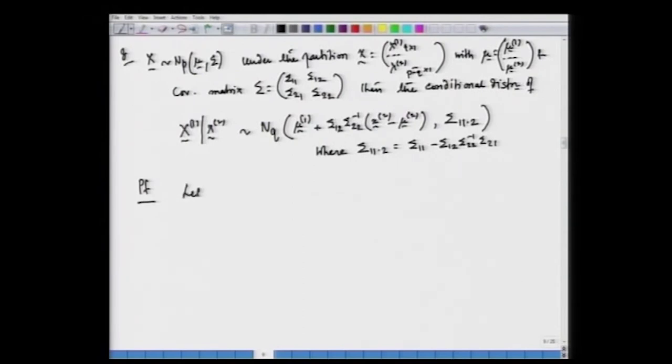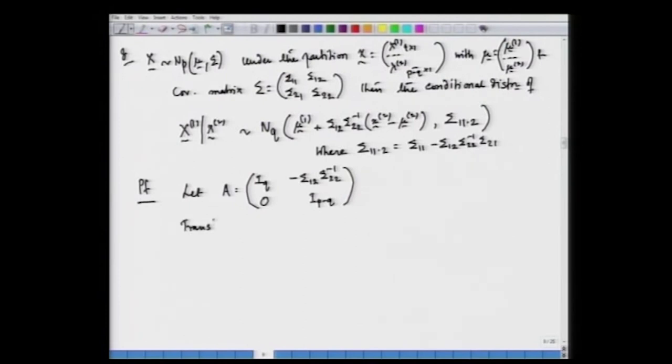We have to take A as I_q, that is the q-dimensional identity matrix, then the next block is minus sigma 1 2 with sigma 2 2 inverse, the block over here is a null matrix, and then we have a p minus q order identity matrix. So, this is a very special choice of the A matrix which we require to prove the conditional distribution part, and then we take a transformation.